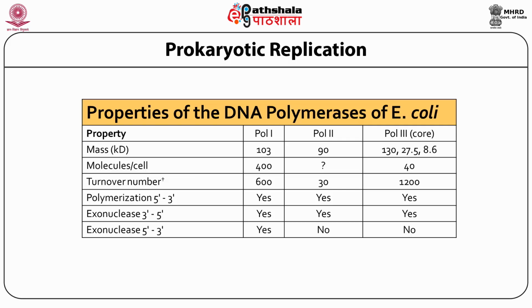Along with the polymerase component, these polymerases also have exonuclease activity. All have 3' to 5' exonuclease activity, which helps in proofreading. However, the 5' to 3' exonuclease activity is only for DNA polymerase 1. This helps in replacing the RNA primer with DNA.